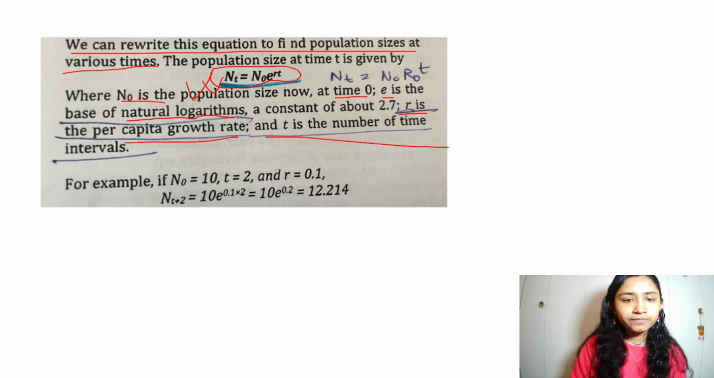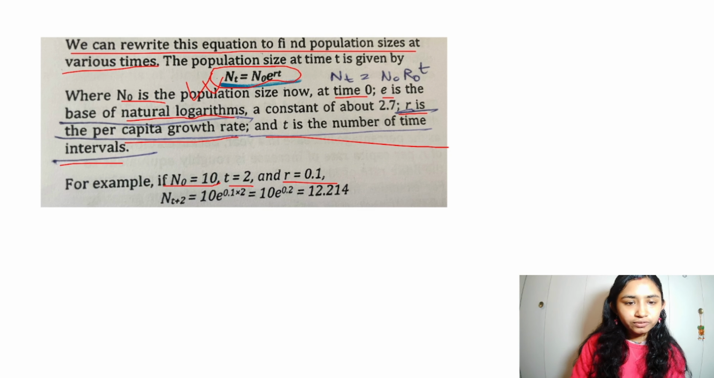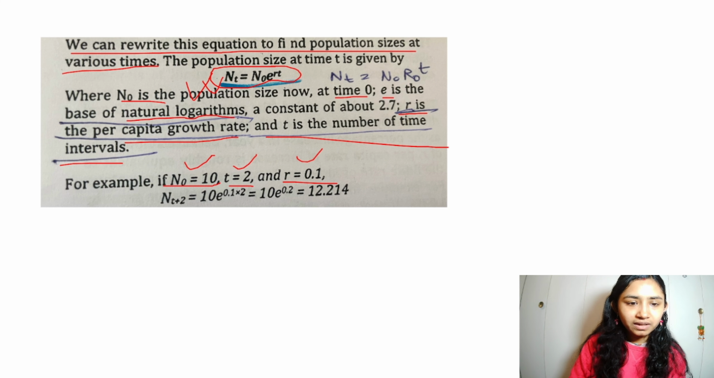So if we do a sum with this formula, where N0 equal to 10, the initial population size is 10, t equal to 2 years or 2 weeks, it can be any, just an arbitrary example, and r equal to 0.1, the per capita rate of increase. So after 2 years, what will be the population growth? Nt is equal to N0 e to the power rt. Following the same formula, N0 is 10, e to the power rt, r is 0.1 into t. So you got the result.